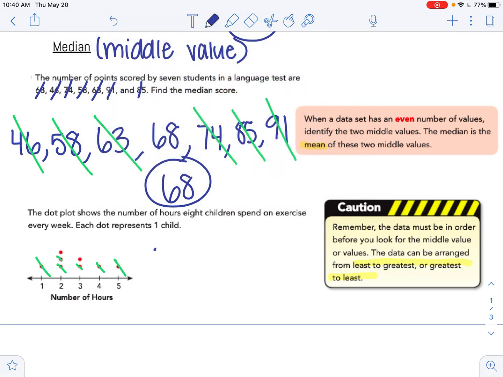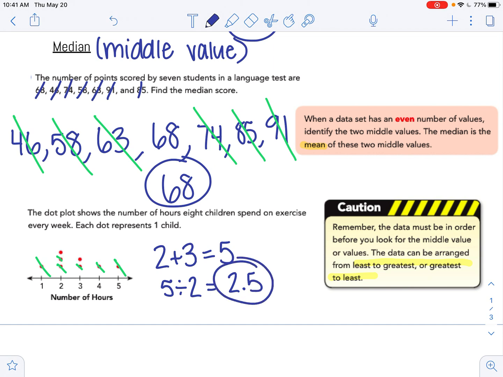So I have to add 2 plus 3 and then divide by the number of values that I have. So 5 divided by 2, if I plug that into the calculator, my median ends up being 2.5. So when you have an even set, it's not going to be exactly one of the data points given to you. You might have to find the mean of those two.